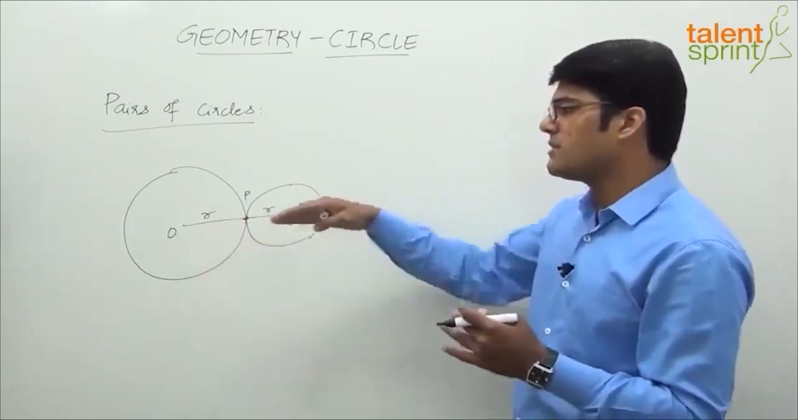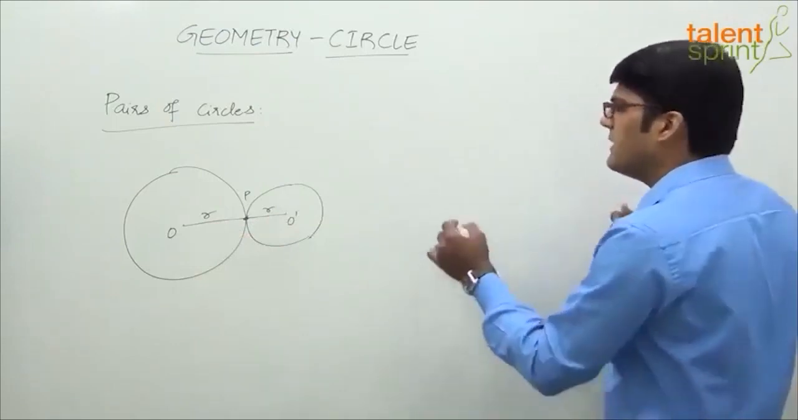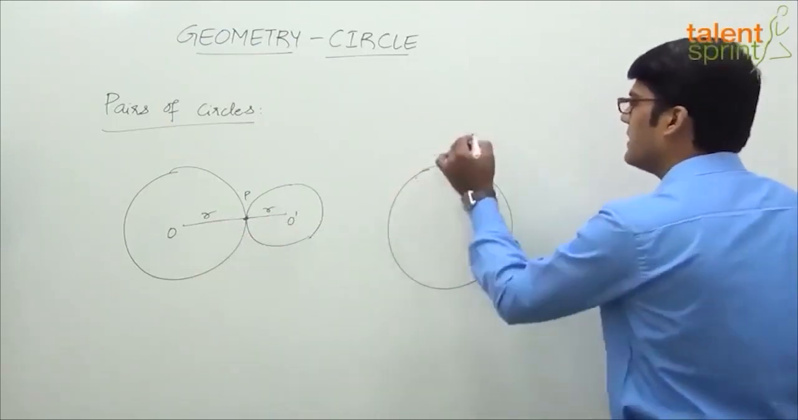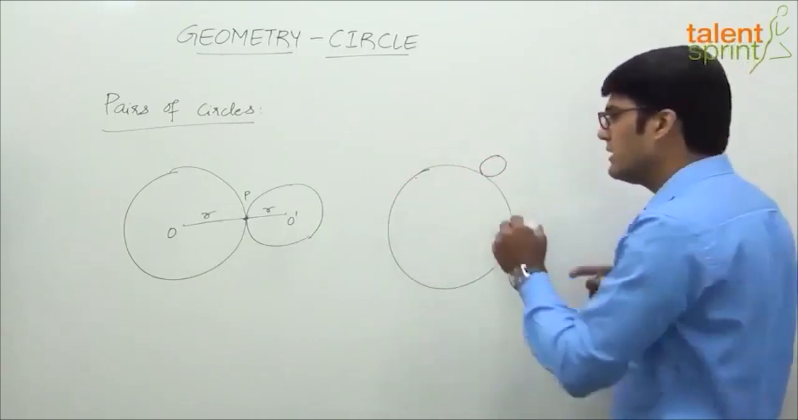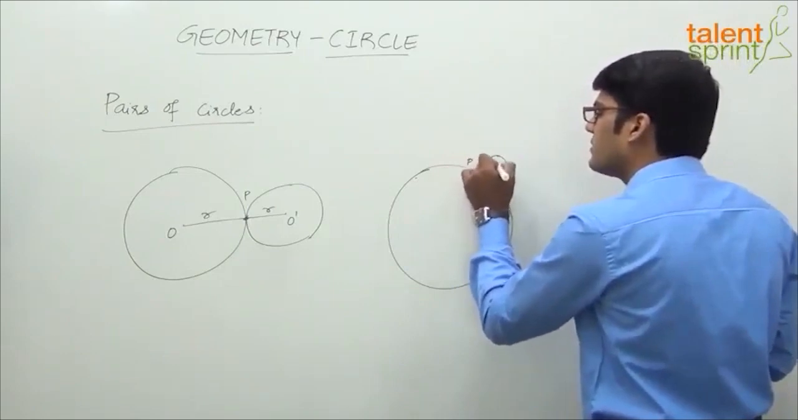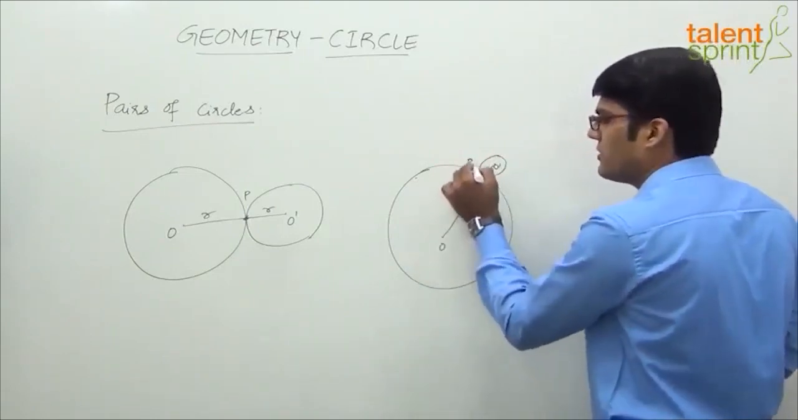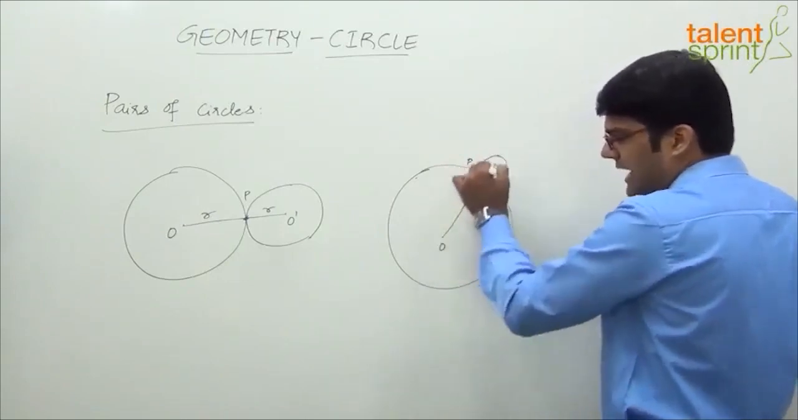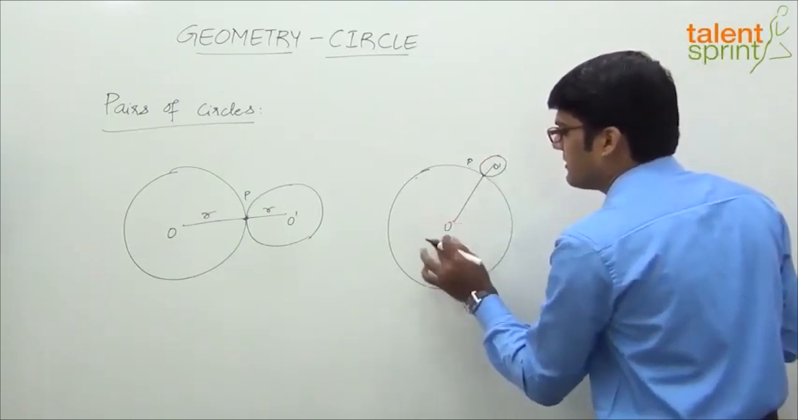Now maybe here, because we have drawn two circles just one beside the other, it's okay, but you can take it in any way. For example, here is a circle, the other circle is here, right? Now you see the point of contact is P. Let's say this is O dash and this is O. So when you connect the two centers, you'll find that the point of contact P lies on the line which joins the two centers.